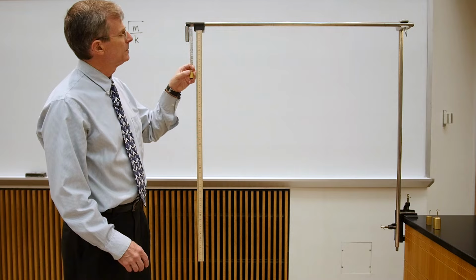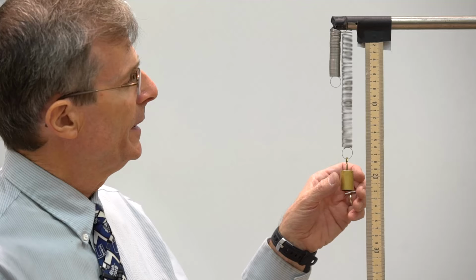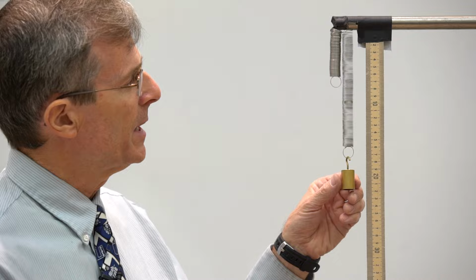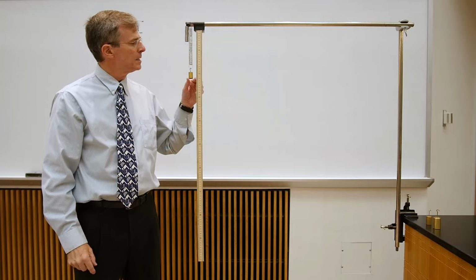In order to determine the amplitude, you have to first figure out where the equilibrium position is. And that's the position at which this mass is not moving at all. So it looks to be at about 19 centimeters from the support up here. The amplitude is defined as the distance between the equilibrium position, and I'm talking here about the top of the brass cylinder here, where it meets the meter stick here at about 19 centimeters.